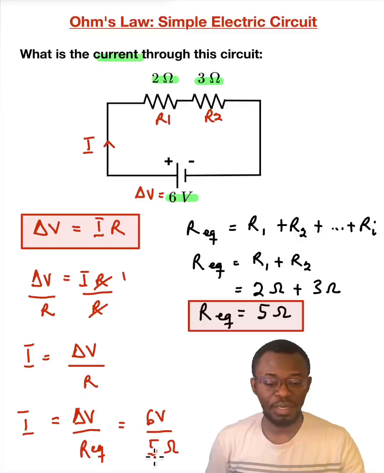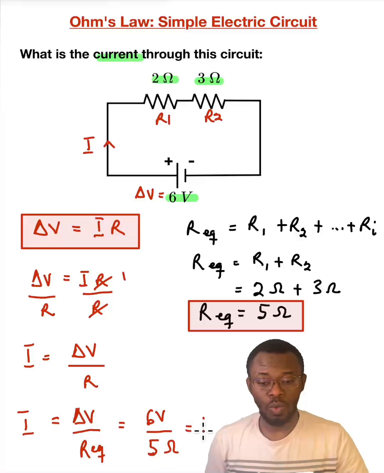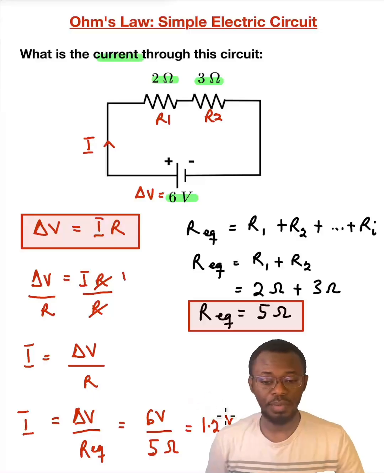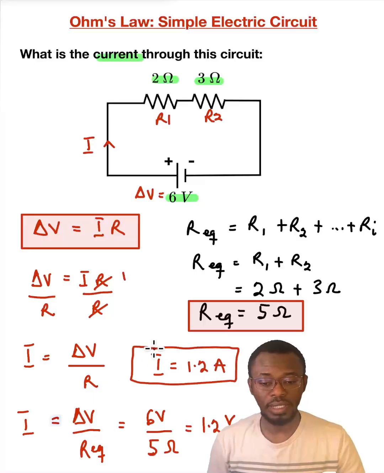So 6 divided by 5 is going to be 1.2 volts per ohm. And this is the same as current is equal to 1.2 amperes. So this is the value of the current running through this circuit.